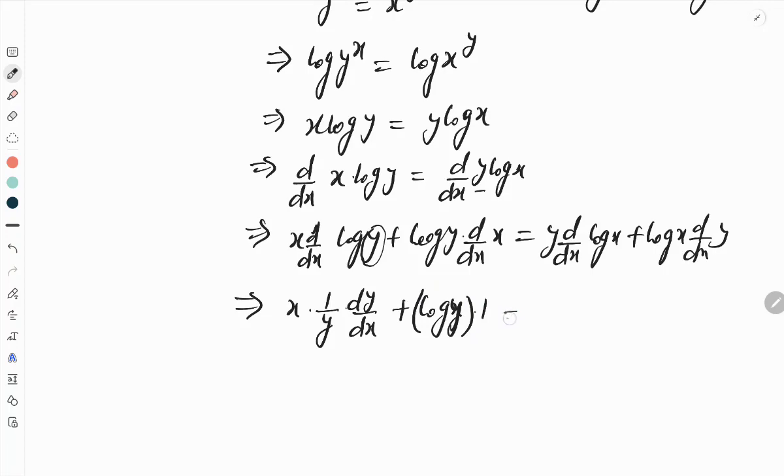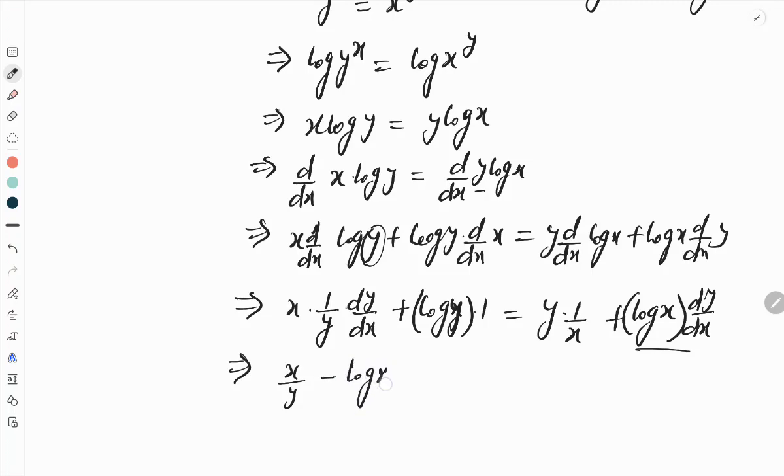Okay, log y into 1 is equal to y log x derivative, 1 upon x, plus log x outside into dy by dx. Keep in mind that it is in whole multiplication, log x into dy by dx. Now what we want is dy by dx, so collect dy by dx. Write this dy by dx on this side. So x upon y minus log x, this one. In both I am taking dy by dx common in these two. It becomes y upon x minus log y. I hope there is no problem in this one.